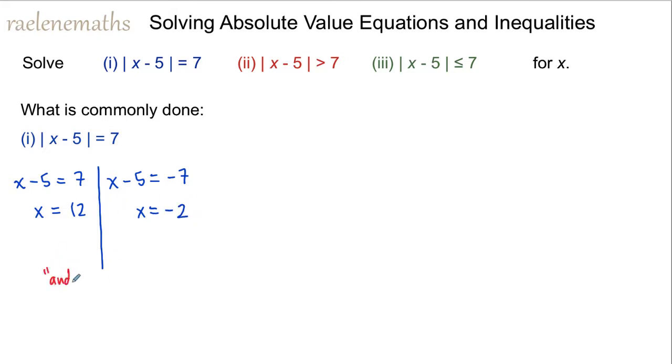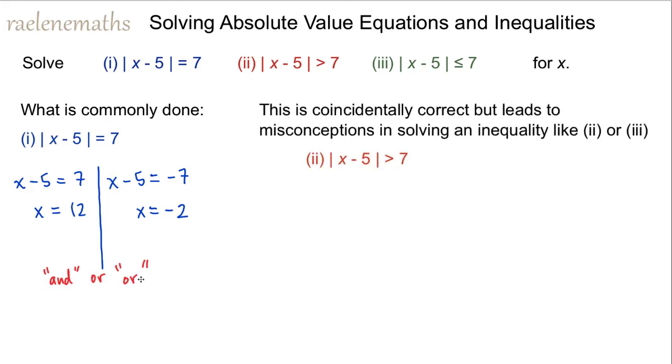Did it mean and or? If we understand what the answer is, then we know which one to choose. It turns out that this is coincidentally correct, as long as we choose the or between here. The solution actually is x is equal to negative 2 or 12, which could lead to the misconception that this vertical line means or. But when we take a look at applying this approach, if you will, to an inequality like number 2 or 3, we get into some problems.